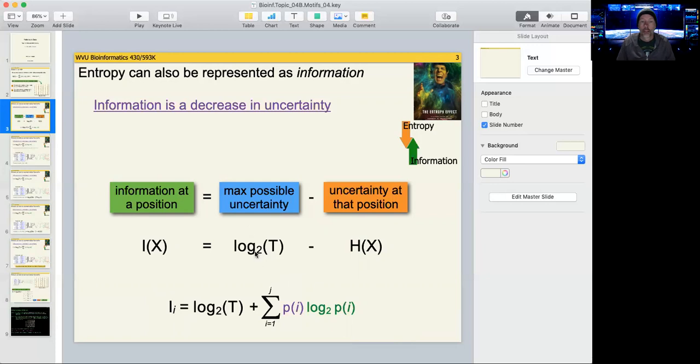So we know how to calculate max uncertainty. We need to know how to calculate uncertainty at a particular position. It looks like this. It's the same equation that we use for maximum uncertainty. But of course, these probabilities are now going to change because we don't necessarily have 4, or t, equally distributed states.